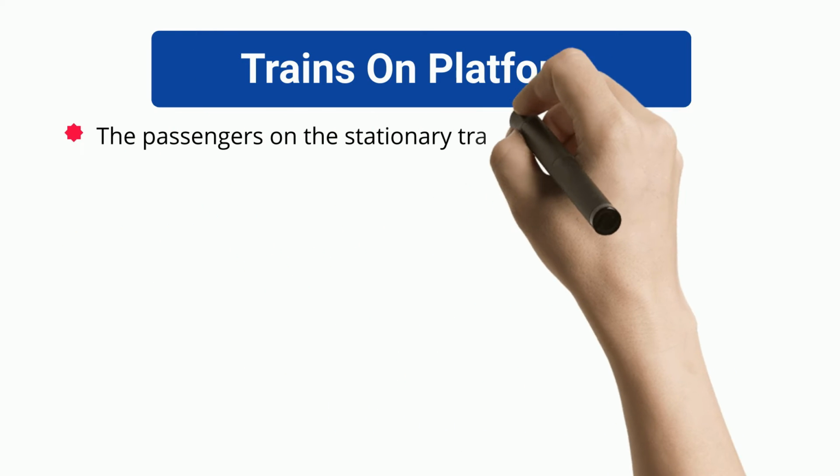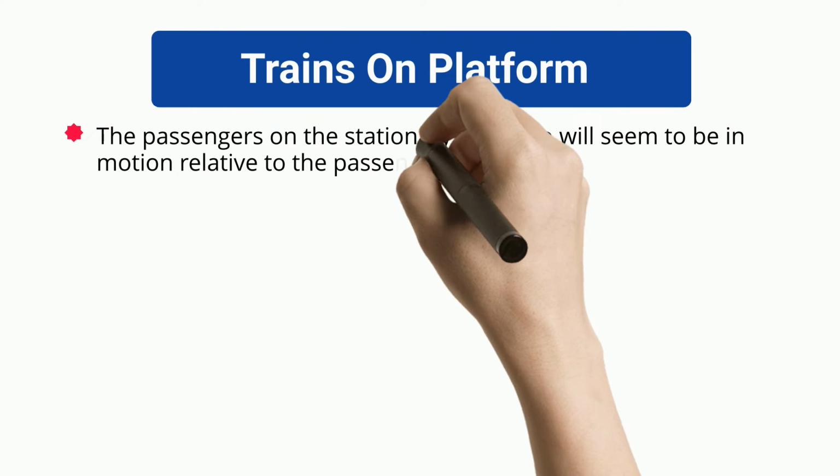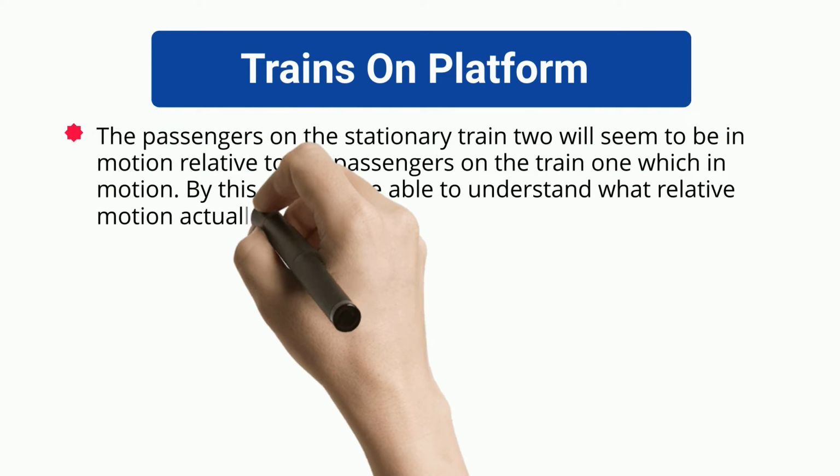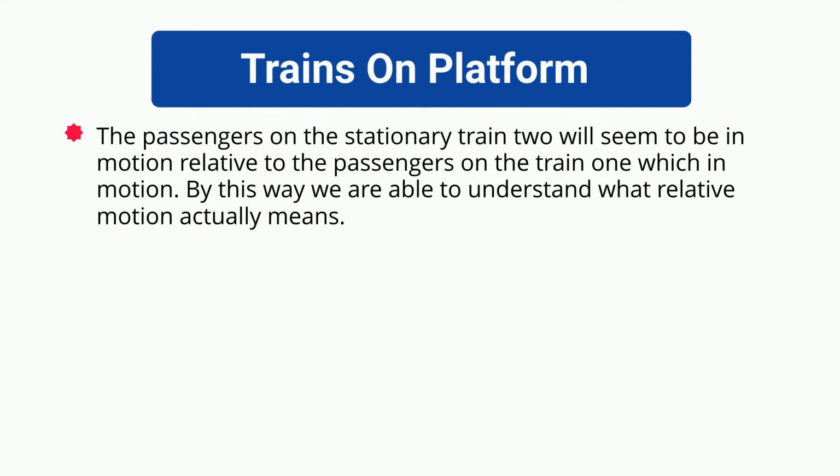The passengers on the stationary train 2 will seem to be in motion relative to the passengers on train 1, which is in motion. This way we are able to understand what relative motion actually means.